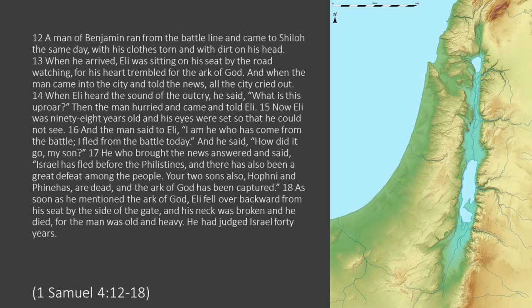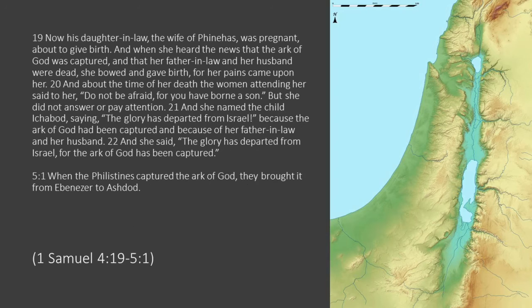As soon as he mentioned the ark of God, Eli fell over backward from his seat by the side of the gate, and his neck was broken, and he died. For the man was old and heavy. He had judged Israel 40 years. Now his daughter-in-law, the wife of Phinehas, was pregnant, about to give birth. And when she heard the news that the ark of God was captured, and that her father-in-law and her husband were dead, she bowed and gave birth, for her pains came upon her.